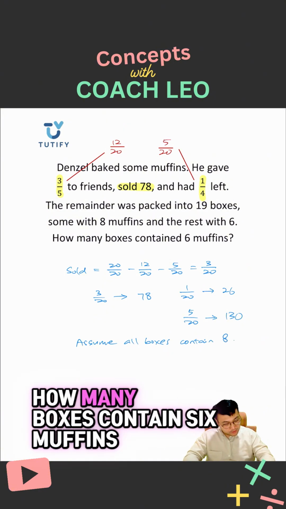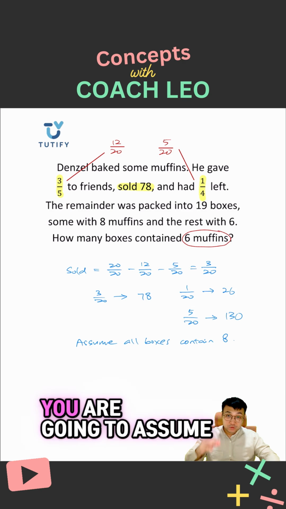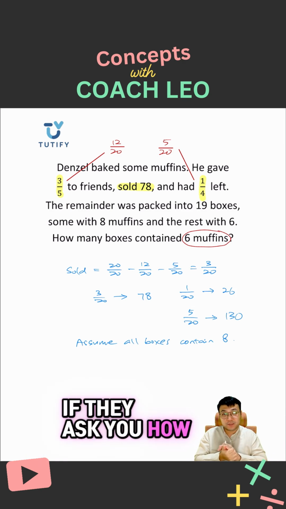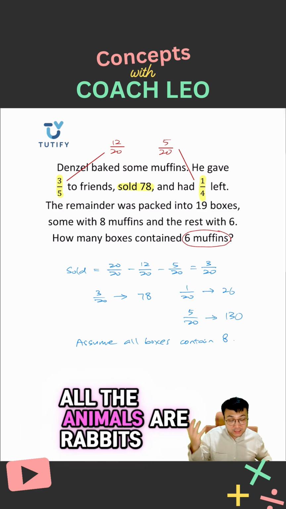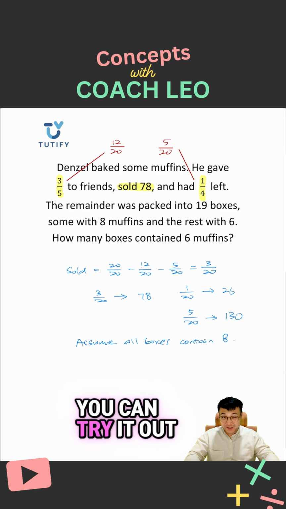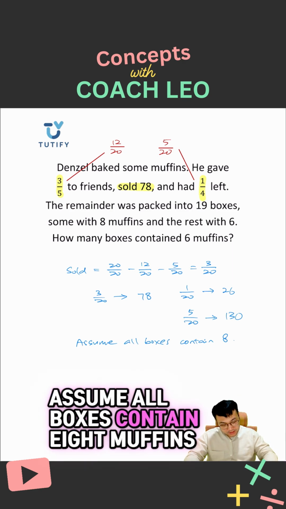Now here's a tip. If they're asking you how many boxes contain 6 muffins, you are going to assume the opposite. You're going to assume that the boxes contain 8 muffins. If they ask you how many chickens are there, you're going to assume that all the animals are rabbits. So always assume the opposite. You're going to save one step. If you don't believe me, you can try it out on your own. Okay? Assume all boxes contain 8 muffins.